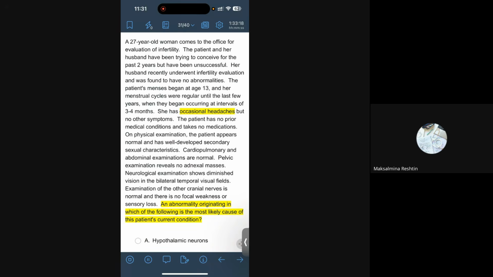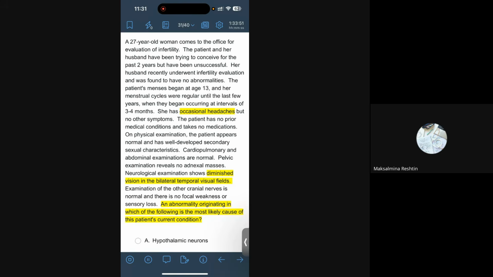Infertility and occasional headaches. The patient takes no medication. The patient appears normal and has well-developed secondary sexual characteristics. There is diminished vision in the bilateral temporal visual fields. So there are 3 symptoms in this patient: occasional headaches, bilateral temporal visual field defects, and infertility.